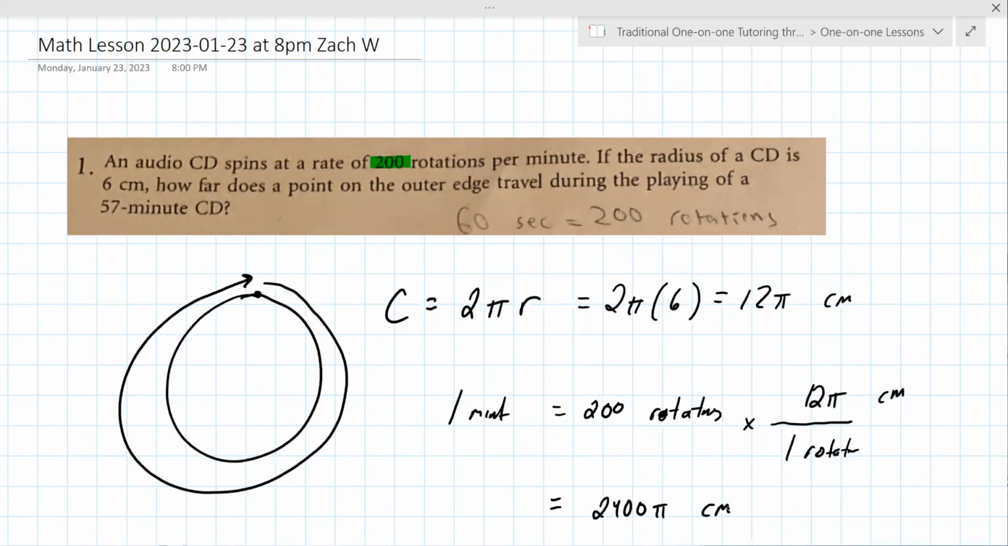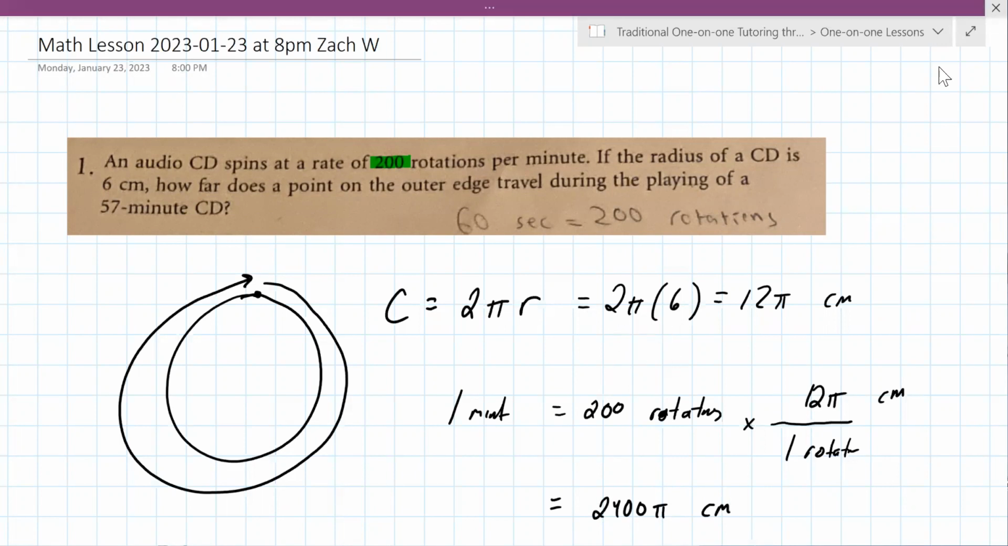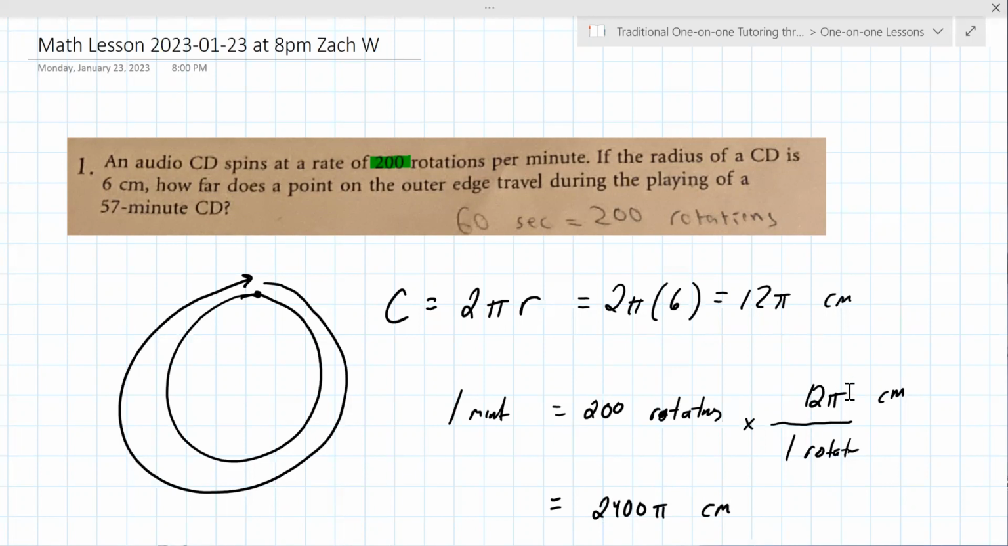Is that okay so far? So I'm multiplying 12 times 200. Yes, 12 pi. That's just because I know it's rotating 200 times and it's traveling 12 pi centimeters each time it rotates. Okay, all right, I got that part now. So in 1 minute, this is how far it's gone.